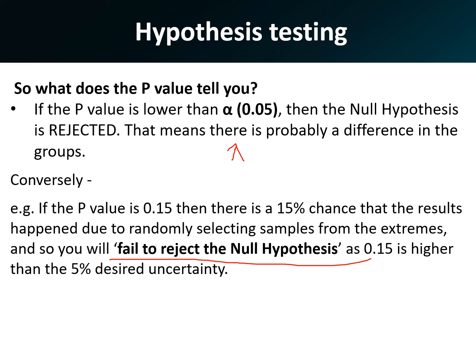So there's only a 15% chance that the results happen due to randomly selecting samples from the extremes. Or, said another way, we're 85% sure that the smoking may have had an effect on the lung capacity, but 85% is not confident enough to be able to say it. We've failed to reject the null hypothesis. It could still be true, but we've failed to reject it.